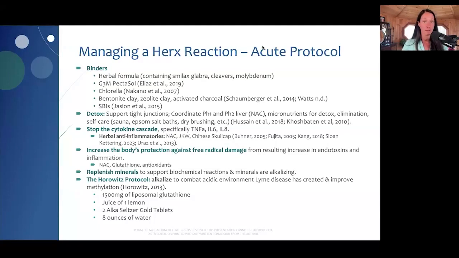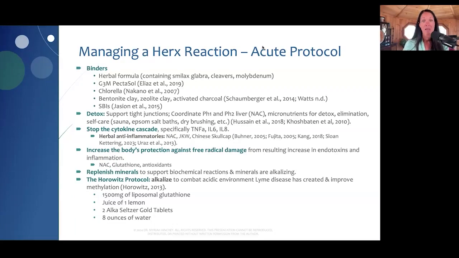I love chlorella. Chlorella is probably my second favorite binder, and it also has a dual action. So not only does chlorella bind, but it doesn't bind your nutrients. It binds the LPS and other toxins, heavy metals. But it also is very alkalinizing to the body and anti-inflammatory. I love it when things give us more than just one effect. Another helpful thing are SBIs. So SBIs can help to bind other opportunistic bacterias in the gut as well and can help to heal the tight junctions.